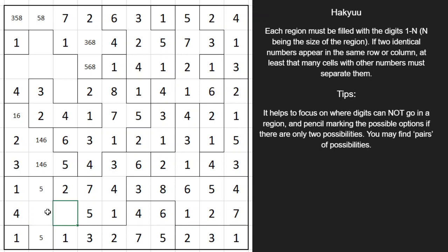And 2 is going to go in one of these. So that's a 2, 2, 5. Pencil mark. 3 can go in any of those. That's not helpful.